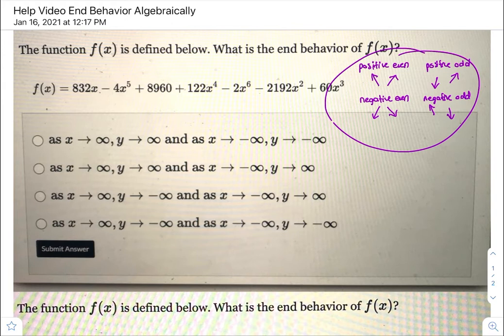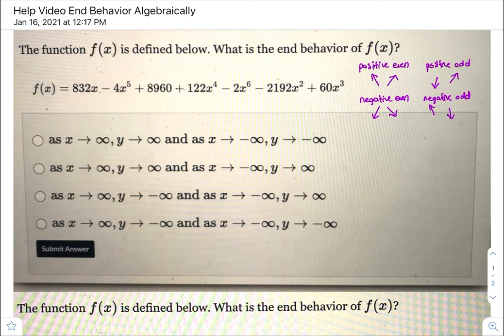So if the leading coefficient is positive and the highest degree is even, then it's up, up. If the leading coefficient is positive and the degree is odd, it's down, up. And if the leading coefficient is negative and it's an even power, then it's down, down. And if it's a negative odd, then that means the leading coefficient is negative and the degree is odd, meaning it'll go up and down. So that's important. So let's take a look at our function.